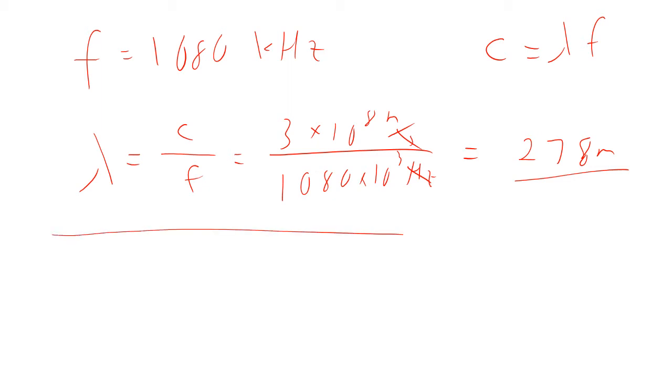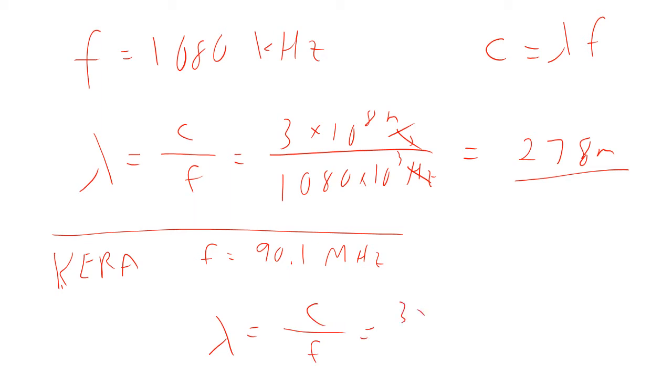But let's consider that, for example, this KRLD is an AM station. Let's compare this to KERA, FM. So this is a radio station that's FM. This is the local NPR station. It has a frequency of 90.1 megahertz. So the wavelength here is going to be 3 times 10 to the 8th meters per second divided by 90.1 times 10 to the 6 hertz. And so that's going to be about 3.33 meters.